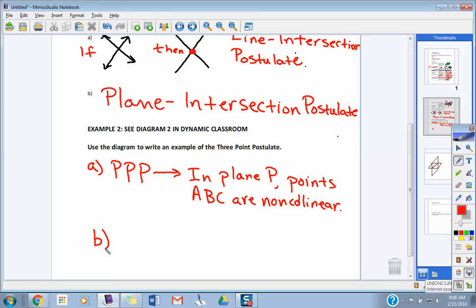Okay, the second thing we needed to write for was the plane line postulate. Two planes intersecting a line. You guys have that down right there in part A? So I'm going to run through my diagram here. Here's your diagram.